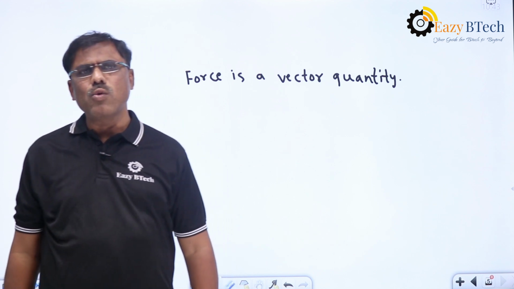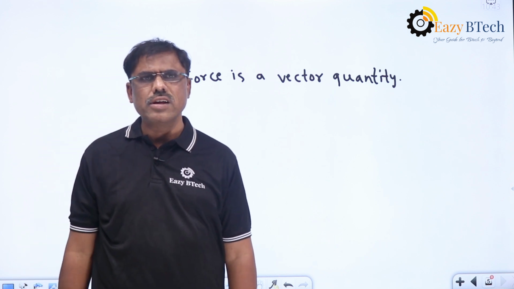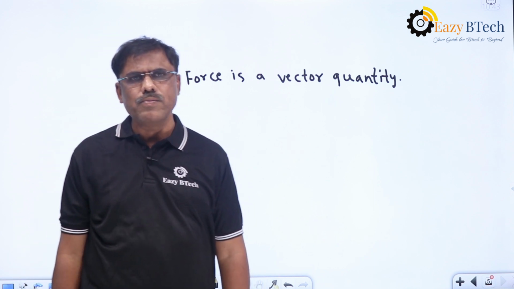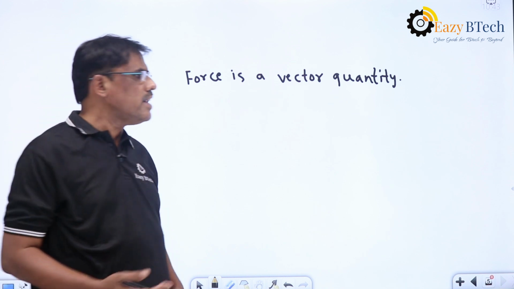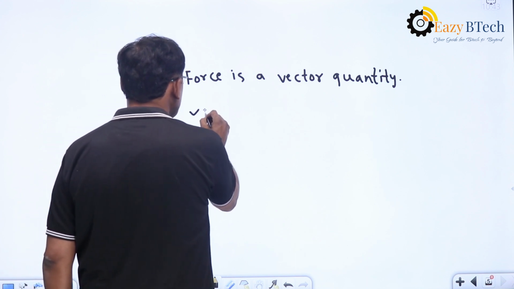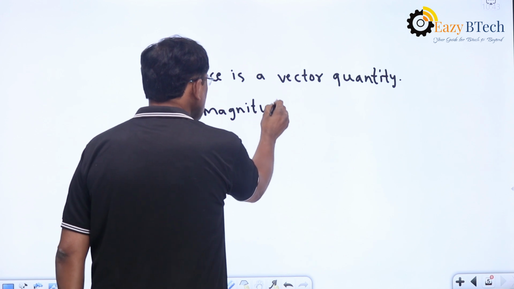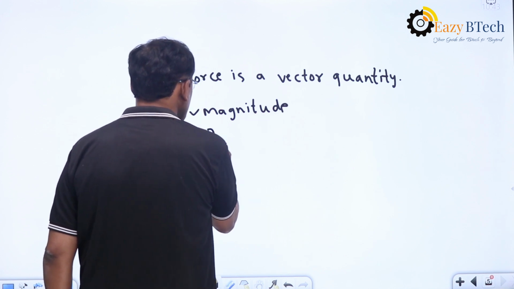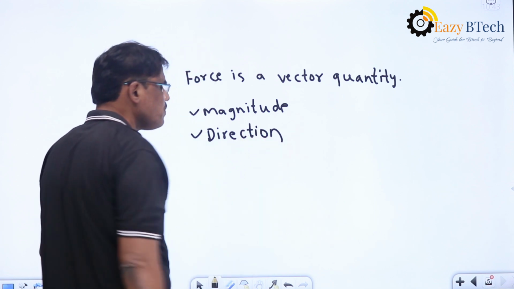So what is a scalar quantity? A quantity which has got only magnitude but no direction is known as a scalar quantity. If a quantity has got both magnitude and direction, then it is a vector quantity. So force is a vector quantity means it has got magnitude as well as direction.